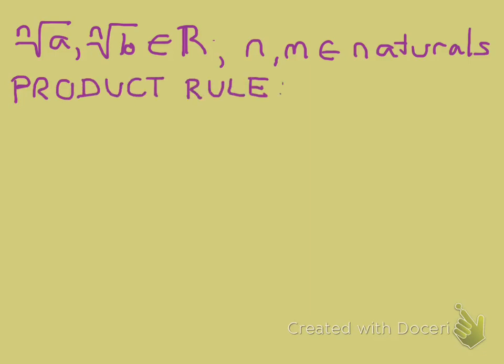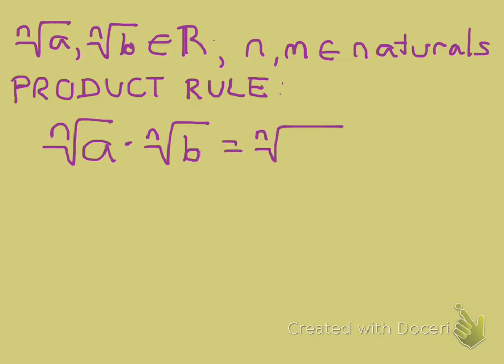And the product rule simply states that if we have two expressions with the same indices, the nth root of A and the nth root of B, and we're trying to multiply those, we're allowed to put those together under the same umbrella as one big radical. And we have to have the same indices in order to be able to do this.